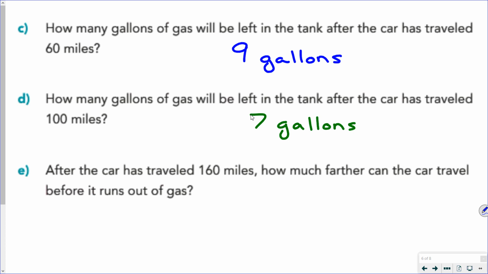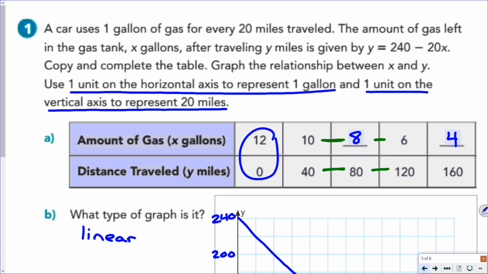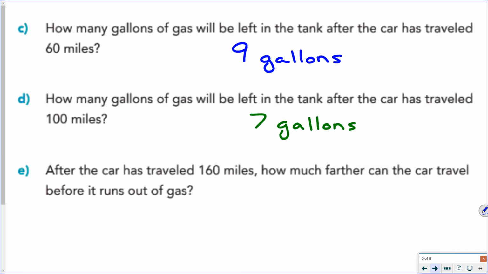After the car has traveled 160 miles, how much farther can the car travel before it runs out of gas? Okay. Well, if we know that the car can go 240 miles in our equation, when it goes 160 miles, we know that it could only go 80 miles, because we do 240 minus 160.